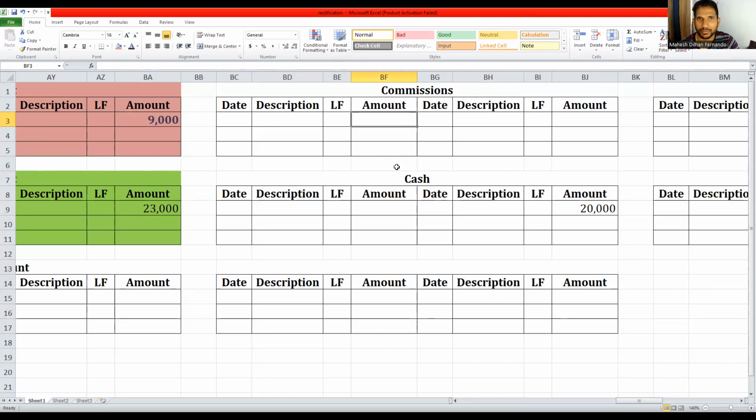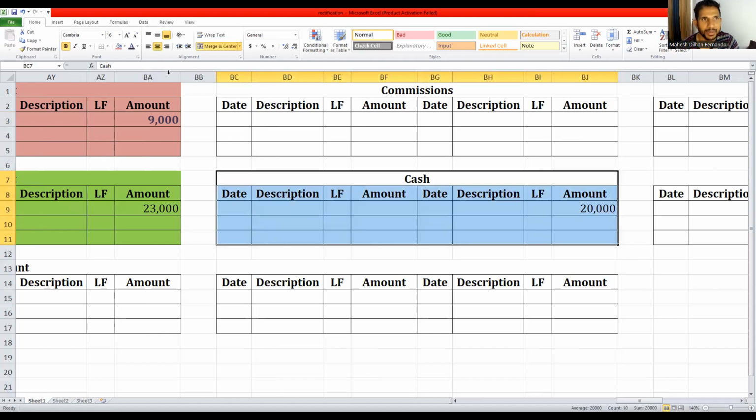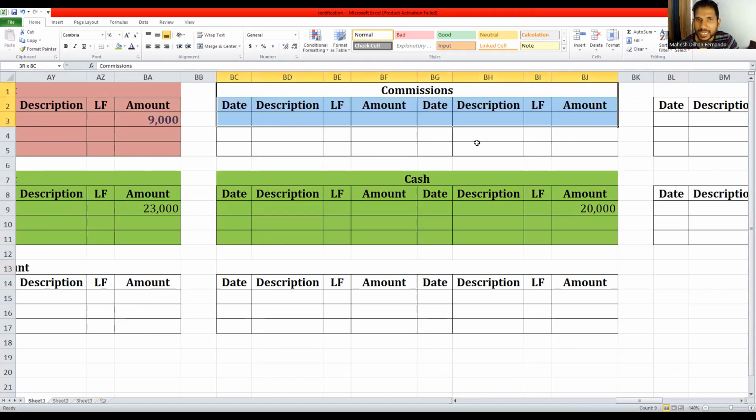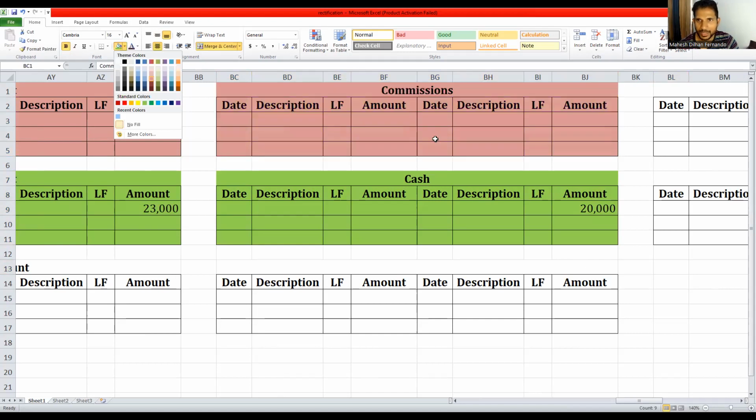The simple question now: which of these two accounts is correct? The cash account is correct. I will color it green because it is correct. But we have a mistake in the commissions account. Do you understand what I'm saying? The commissions account is incorrect.